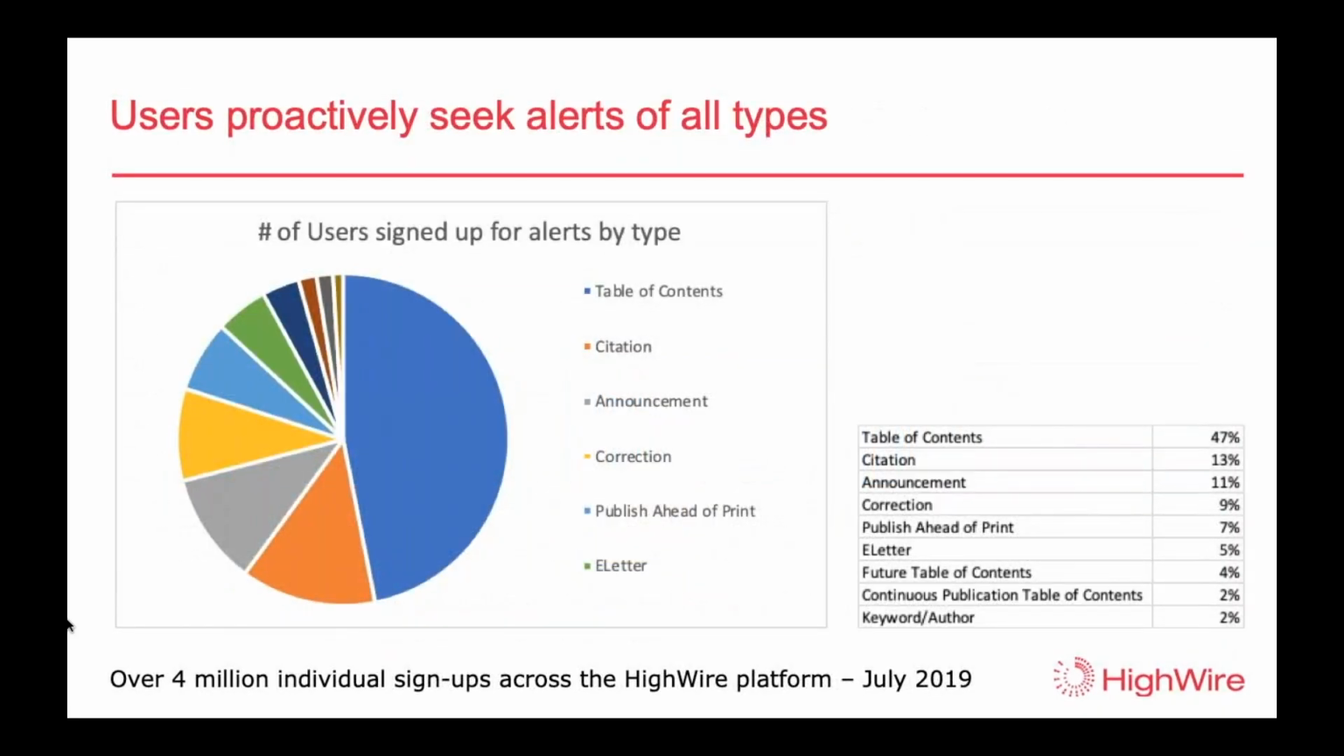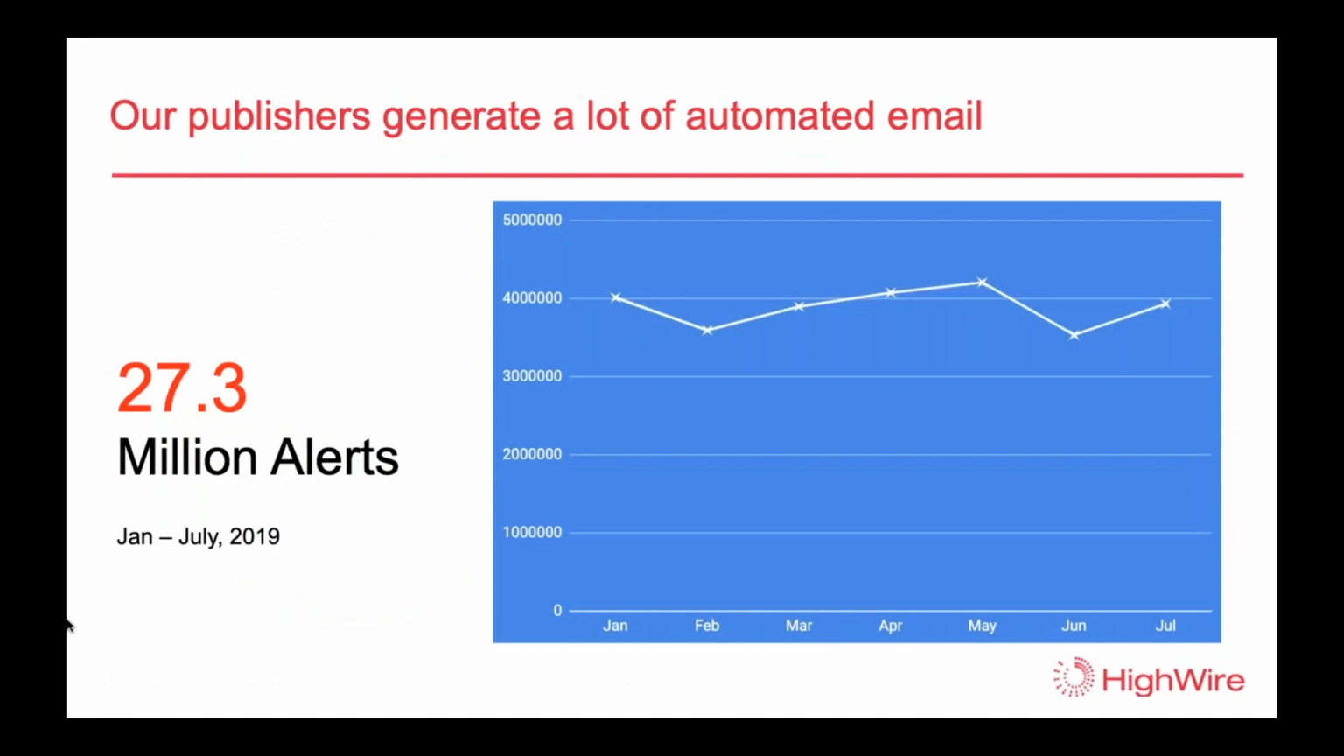Your users on the HighWire platform have signed up for over 4 million alerts, with nearly 50% of all signups for table of contents alerts. As a result of these signups, the HighWire platform generates a ton of alerts on behalf of you, our publishers. We've sent over 27 million alerts in the first half of the year, putting us on pace to top 54 million alerts by year's end.